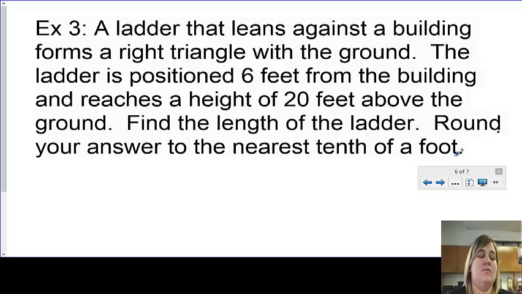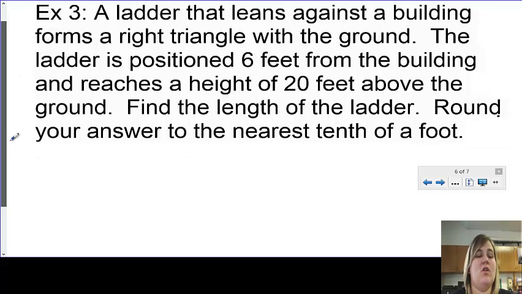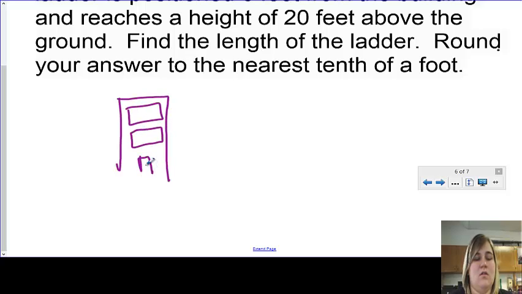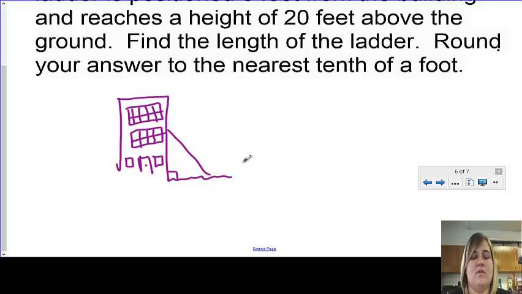Okay. Example 3, a ladder that leans against a building forms a right triangle with the ground. So I'm going to draw a building. This is my building that I drew. It's lovely. Okay, this is my building, and there's a ladder that leans up against the building and forms a right triangle with the ground. That right triangle is right here.